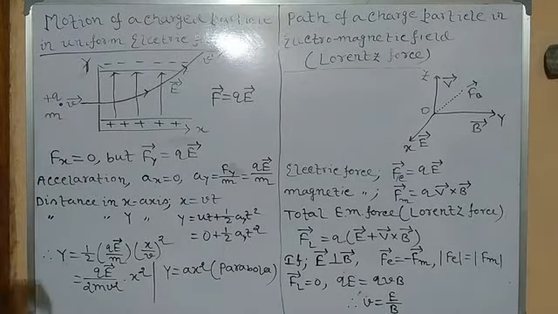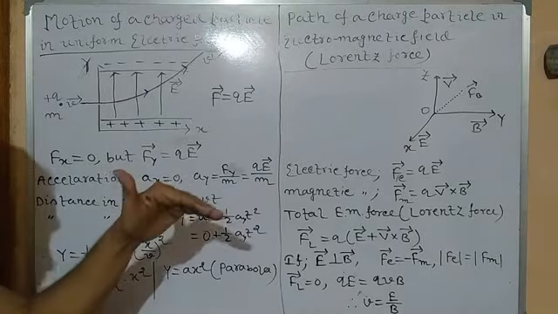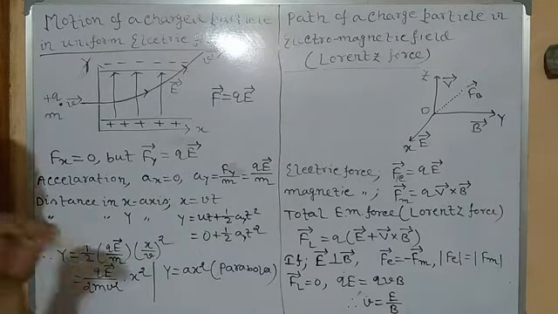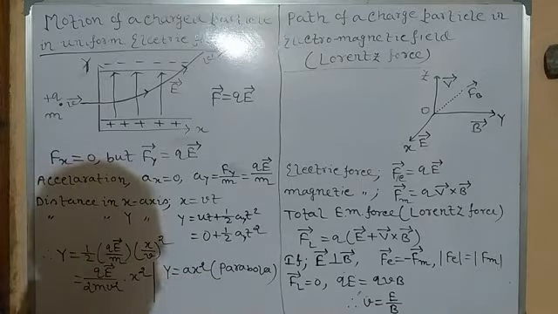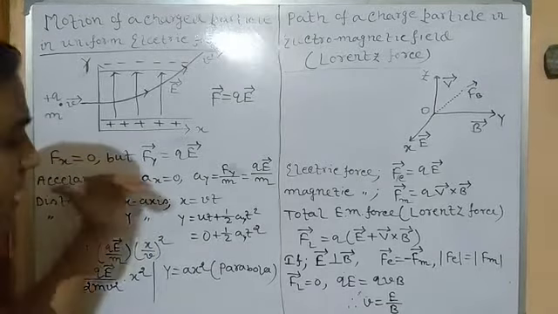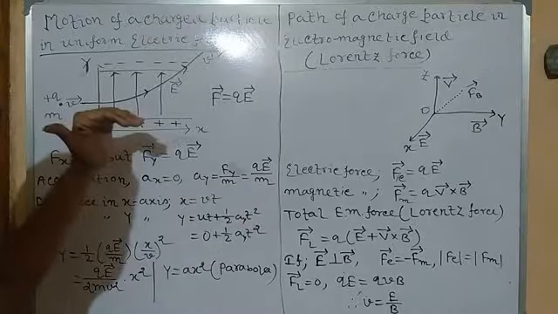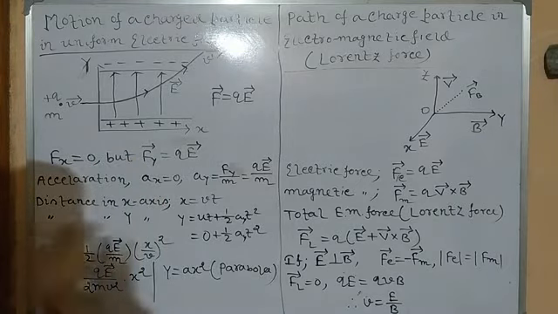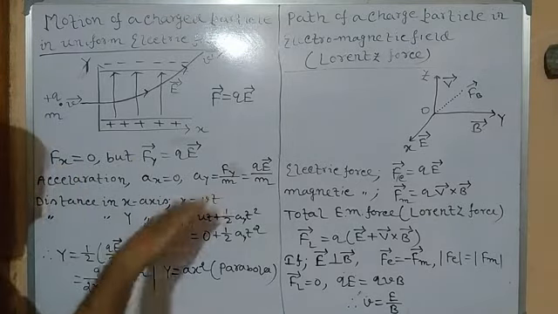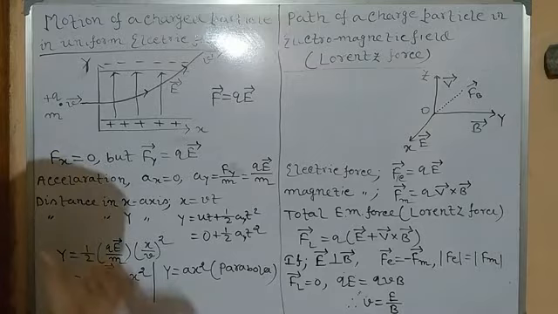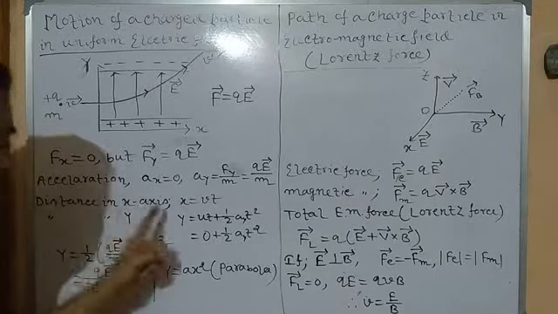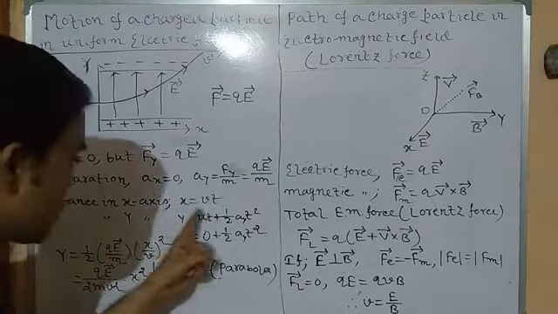Now since the particle has no acceleration along x, it moves with a constant velocity. Velocity is not changing, so it will still move with velocity v along the x axis. Constant velocity means no change in velocity, that's why acceleration is 0. So since it keeps moving with velocity v along the x axis, the distance traveled by this charged particle along the x axis in time t is x equals vt.